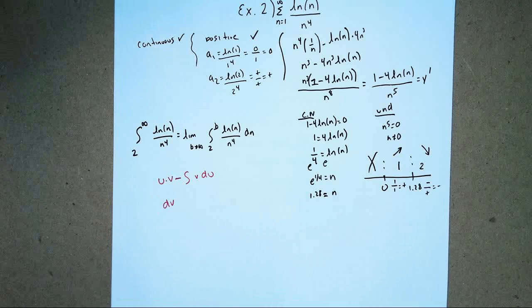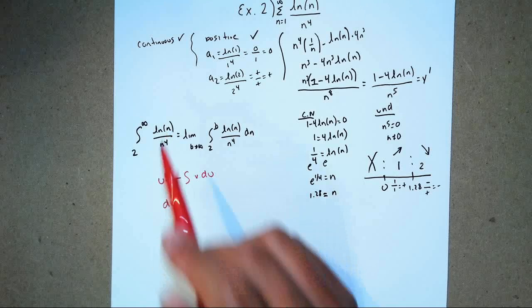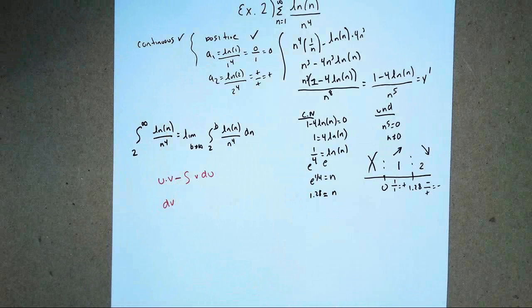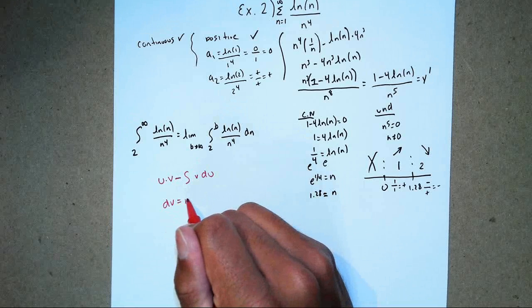If you notice that you could actually integrate dv, so this could either be u, this could be v. This is the part that I can't integrate. I cannot integrate ln of n. I have no idea how to. So that's why this is definitely not going to be ln. This is going to be n to the 4th.